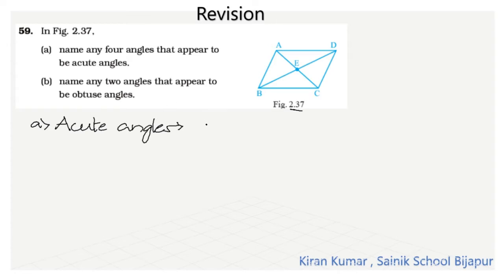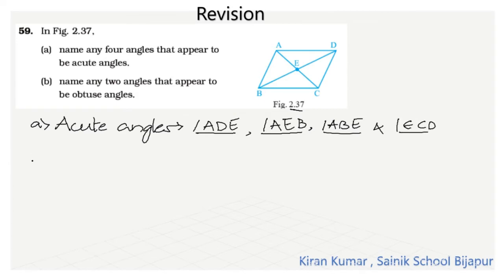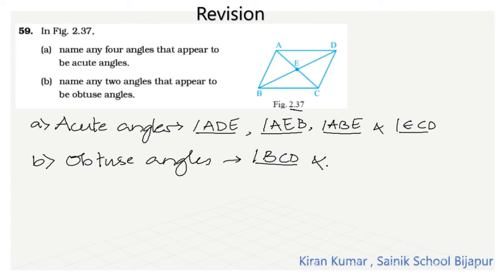Angle AED, angle ADB, angle ABE, and angle ECD. Second, the obtuse angles which are present in the figure are angle BCD and angle PAD.